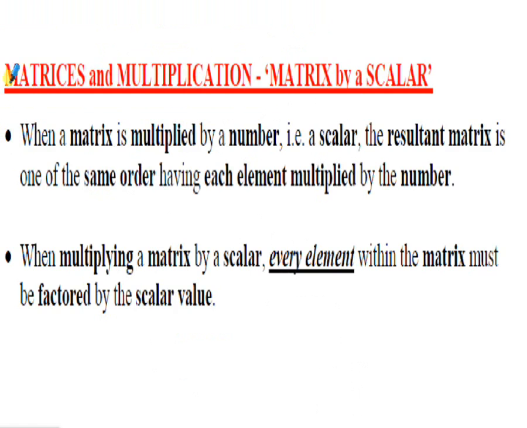We're now going to consider matrices and multiplication. Firstly, we're going to look at multiplication by a scalar value. So when a matrix is multiplied by a number, that's a scalar, the resultant matrix is of the same order and each of the elements is multiplied by the scalar or number. So when multiplying a matrix by a scalar, note that every element within the matrix must be factored by the scalar value.